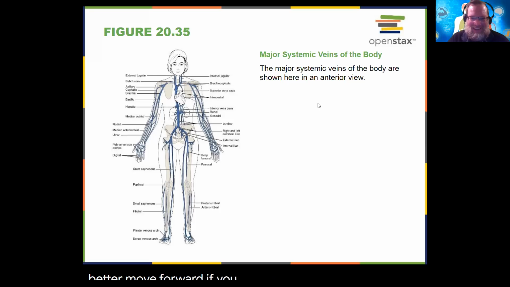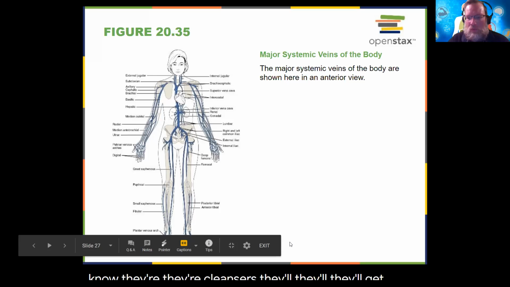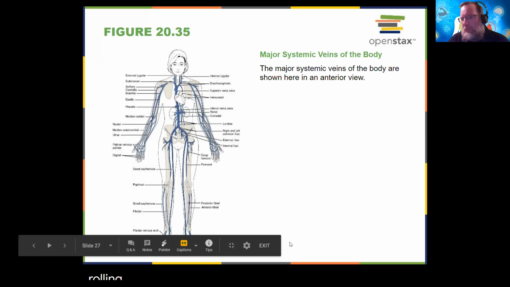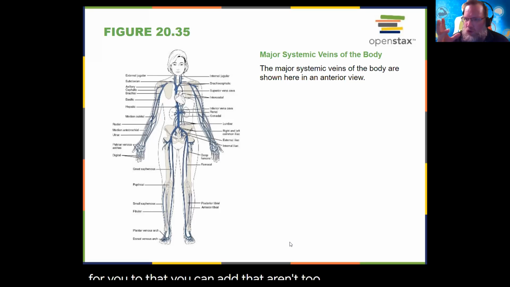Oh, the infusions, yeah. They'll get the ball rolling too. That's the thing, a lot of these, they're cleansers. They'll get things rolling. The other couple of things that are really healthy for you too, that you can add, that aren't too tricky or too expensive.